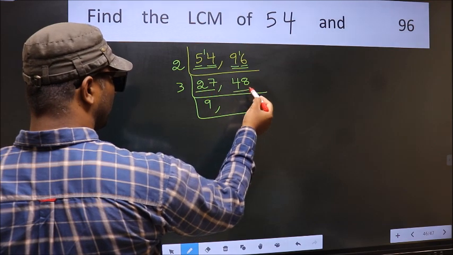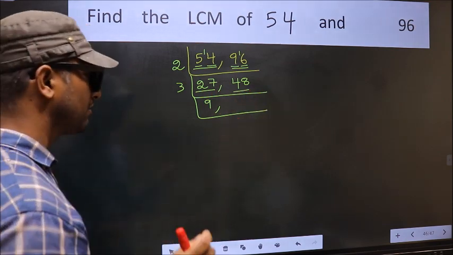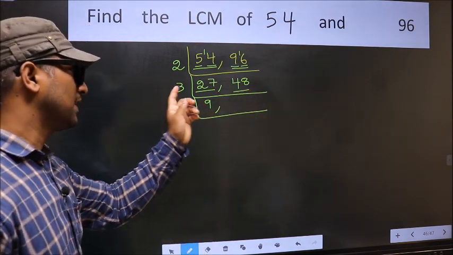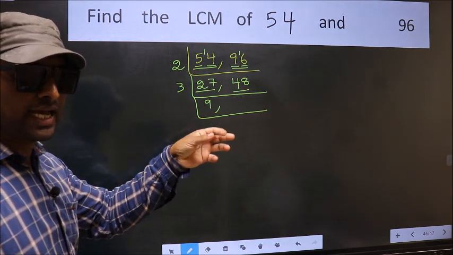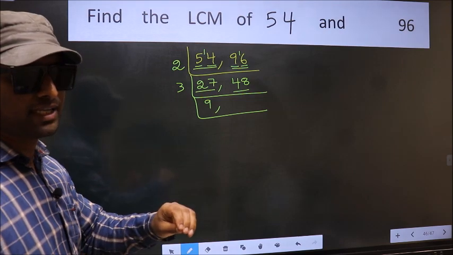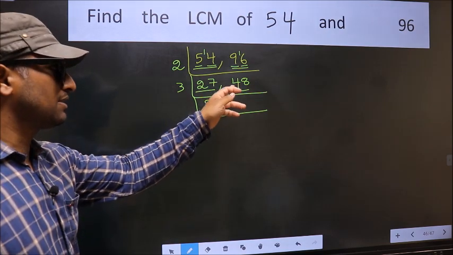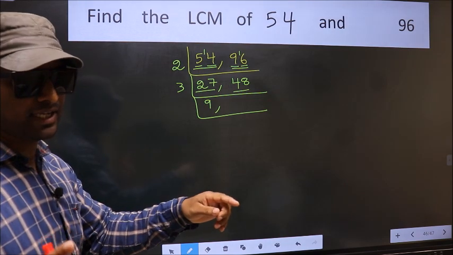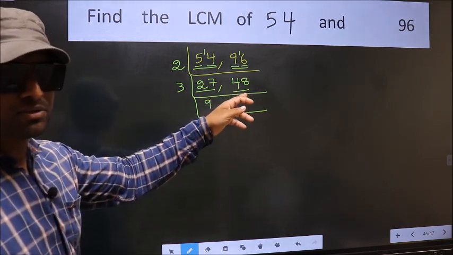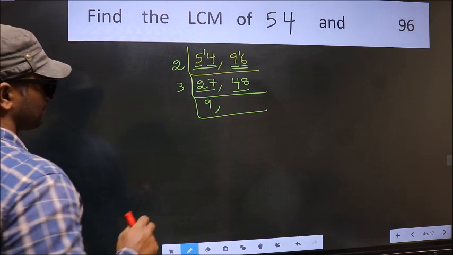The other number 48. To check whether 48 is divisible by 3 or not, for that we should add the digits. What I mean is 4 plus 8, 12. Is 12 divisible by 3? Yes. So this number is also divisible by 3.